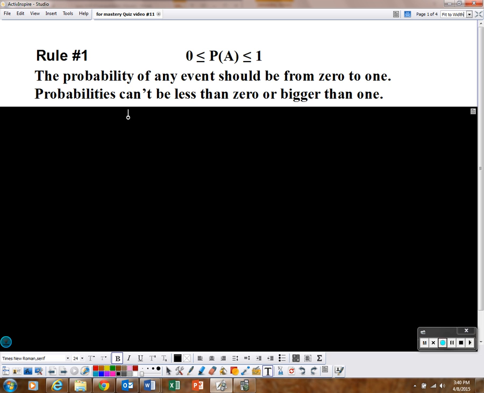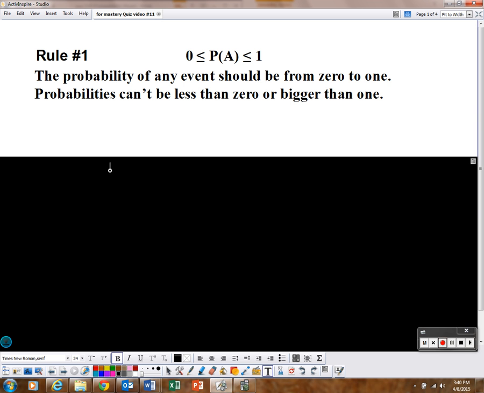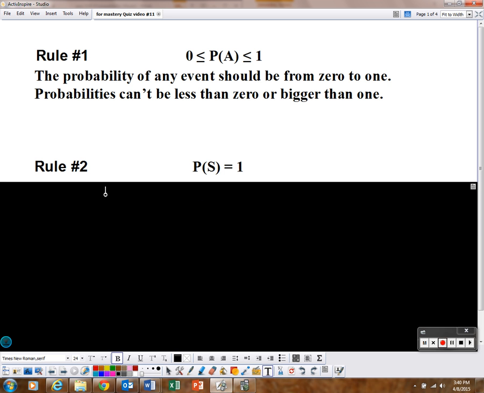You need to remember that the probability of any event should be from 0 to 1. Probabilities can't be less than 0 or bigger than 1. If something cannot happen, it would be 0. If something definitely will happen, the probability is 1. So there's rule number 1. Memorize it.